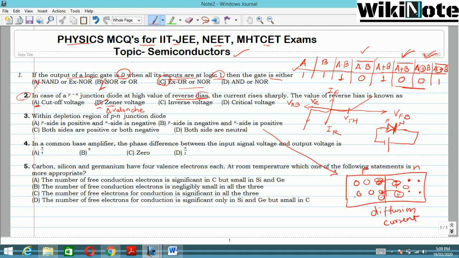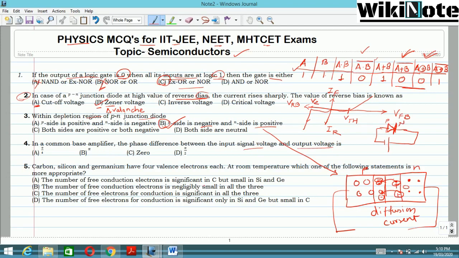Now see, the diode is unbiased, which means we haven't connected any external power supply. The question was about the depletion region of a PN junction diode. The depletion region is the region in which no charge carriers are present, neither electrons nor holes. You can see on the n side you will find positive ions and on the p side negative ions. The p side is negative and the n side is positive. So this should be your answer. Answer is B.